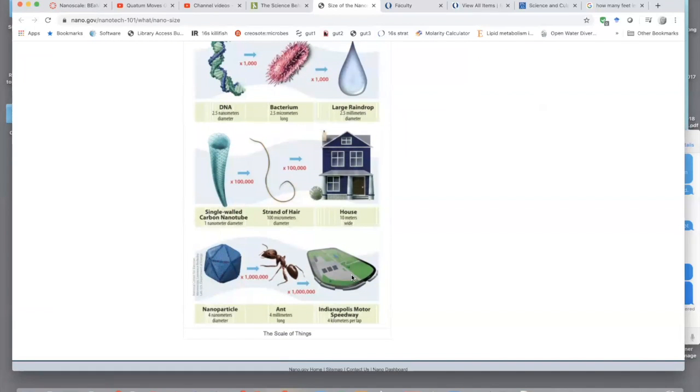If we look at the size of a speedway, such as Indianapolis Motor Speedway, 1,000,000 times smaller would be an ant, which makes sense, which is about 4 millimeters long, and then 1,000,000 times smaller than that would be a nanoparticle. So we use these carbon nanotubes or these little nanoparticles in a lot of engineering applications because they're so small and they have a really unique property when you get down to this size, this small.